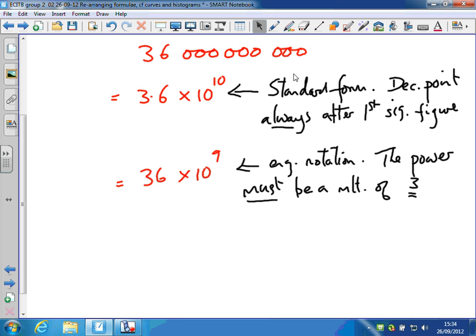Or I might decide I don't want to do that. Actually, I want to shift it so that the decimal point is here and call it 36,000. Now how many times have I got to move the decimal point to get it back to where it should be? Right. So that too is in engineering notation. Equally valid, because the power is a multiple of 3.